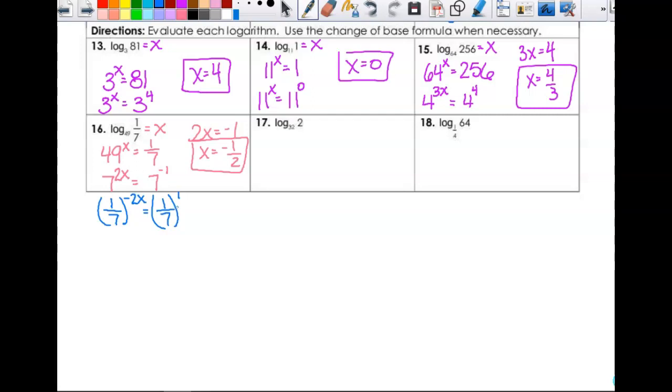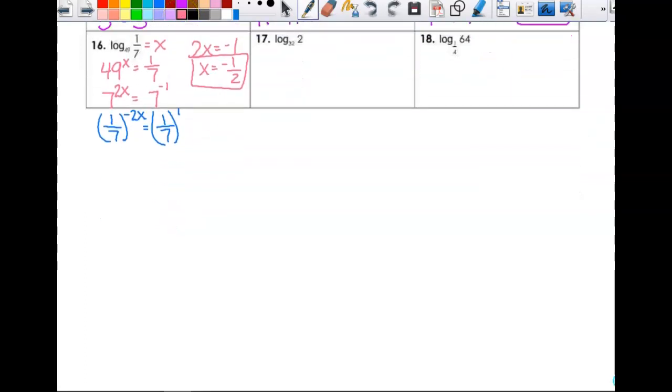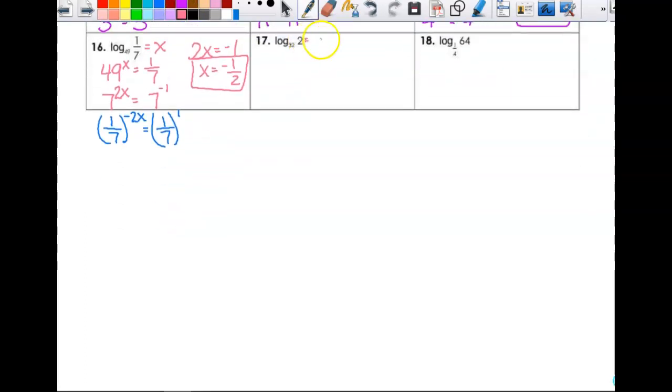So it doesn't matter either way, right? One way is not better than the other. It's just whatever makes sense to you at the time. All right, so number 17, I've got to set that equal to x. So this will give me 32 to the x power equals 2.